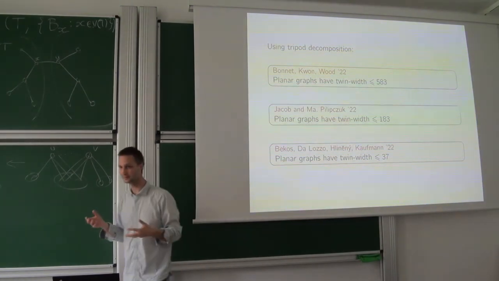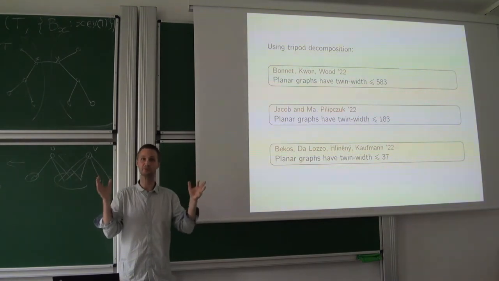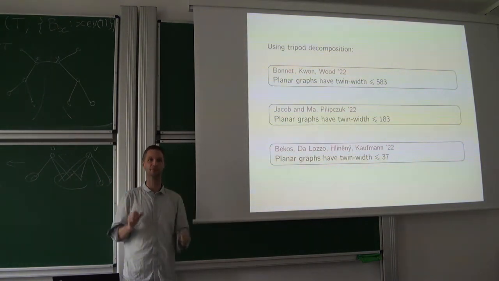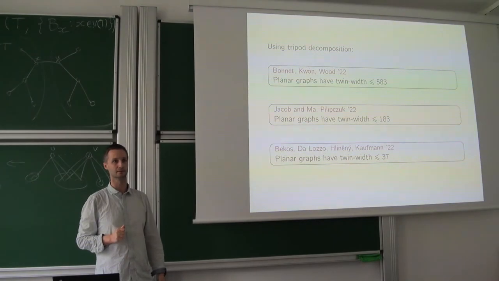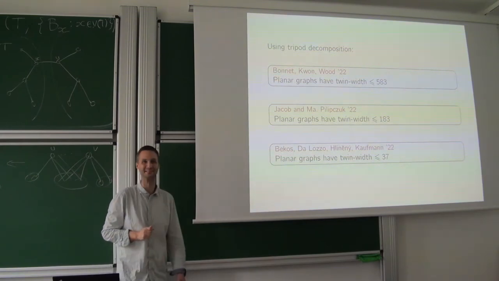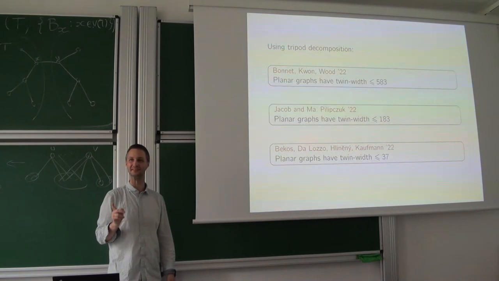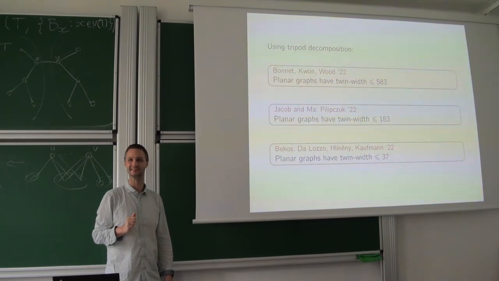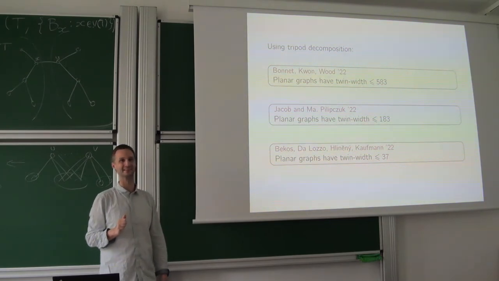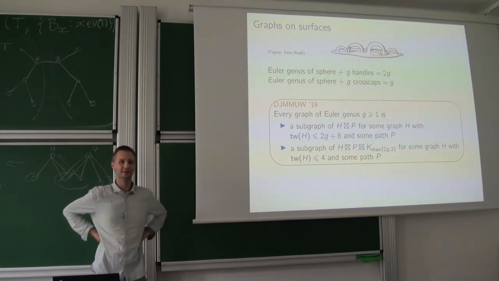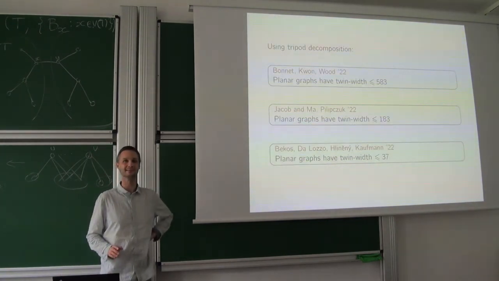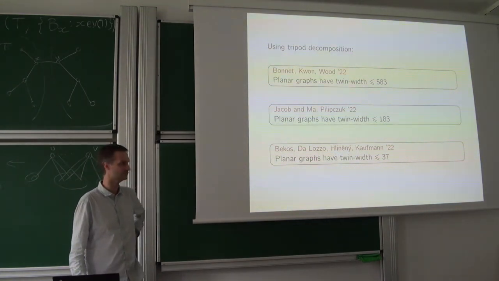Okay, so the point here is that all these proofs rely on this tripod decomposition and exploiting it to bound the twin width. Yes? Are there any lower bounds known? I'm sure there are. I don't know them. And I bet there is a big gap. But there are some experts on twin width here, so maybe someone can answer that. No? Okay, I'll look it up then. Okay. So if there are no questions on twin width on this application, let me move on.